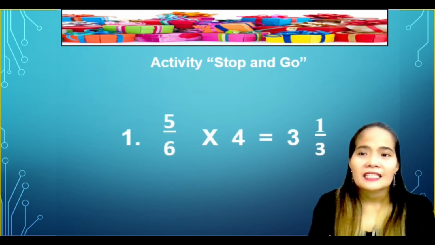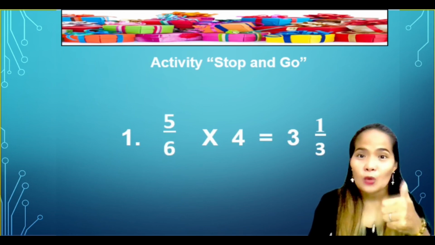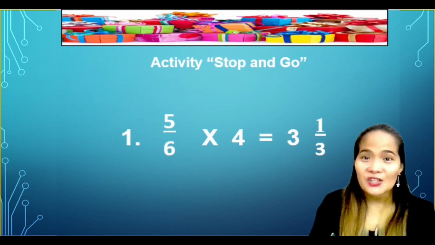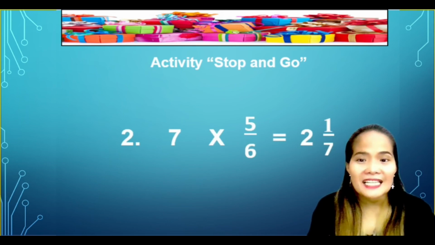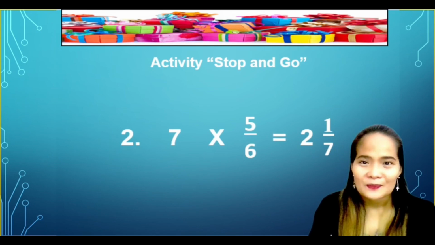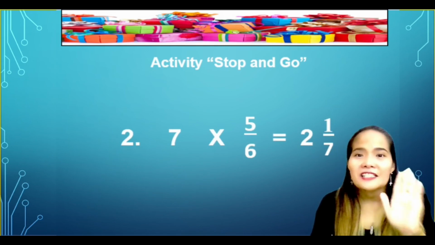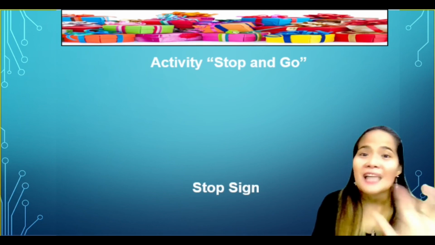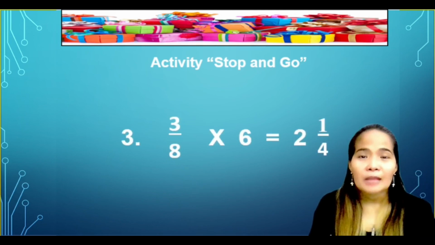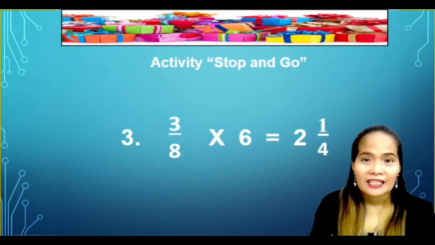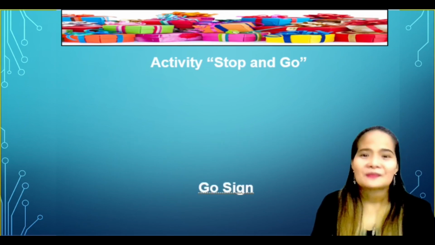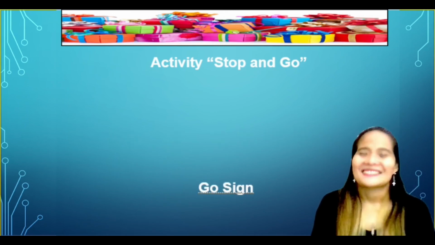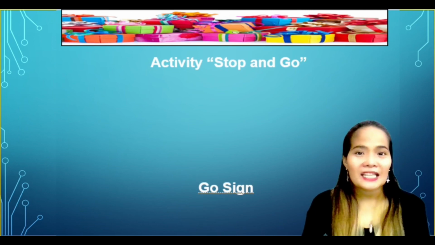5 over 6 times 4 is equal to 3 1/3. Is it a go or a stop sign? The answer is go sign. 7 times 5 over 6 equals 2 1/7. Is it a go sign or a stop sign? Stop sign. 3 over 8 times 6 is equal to 2 1/4. Is it a go sign or a stop sign? The answer is a go sign. I'm happy that you understand our lesson today.